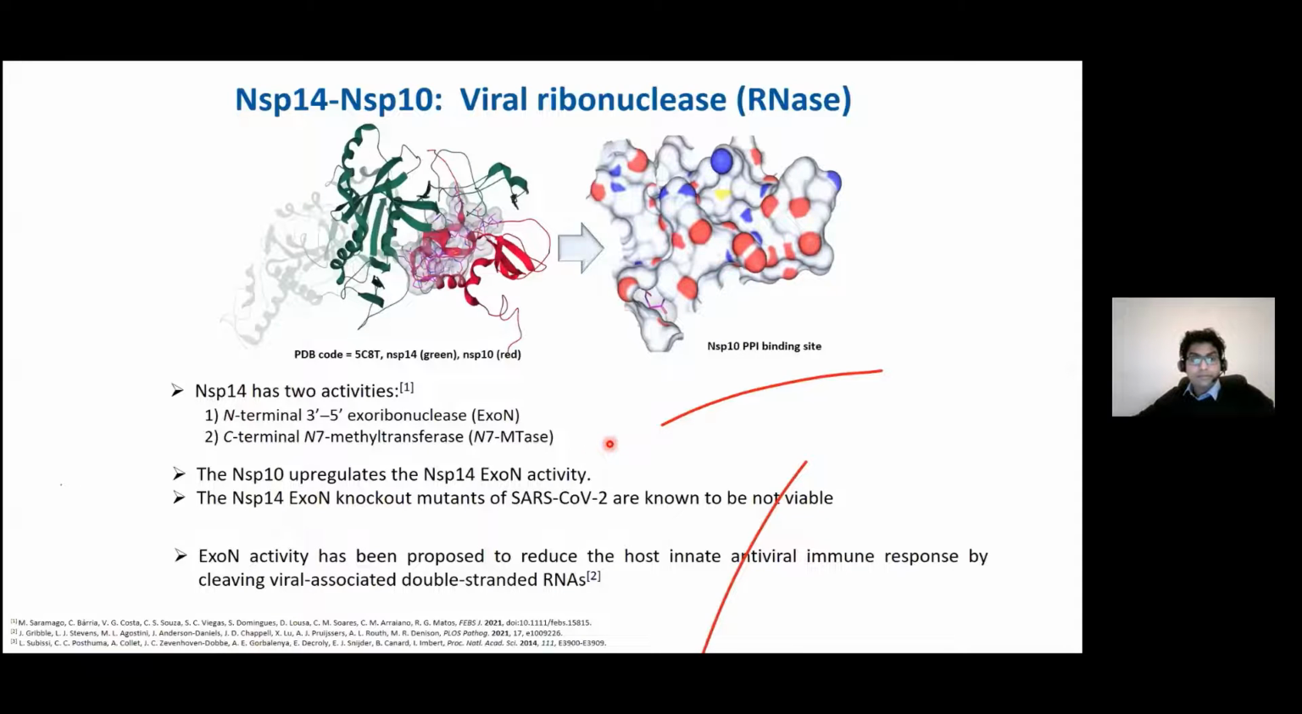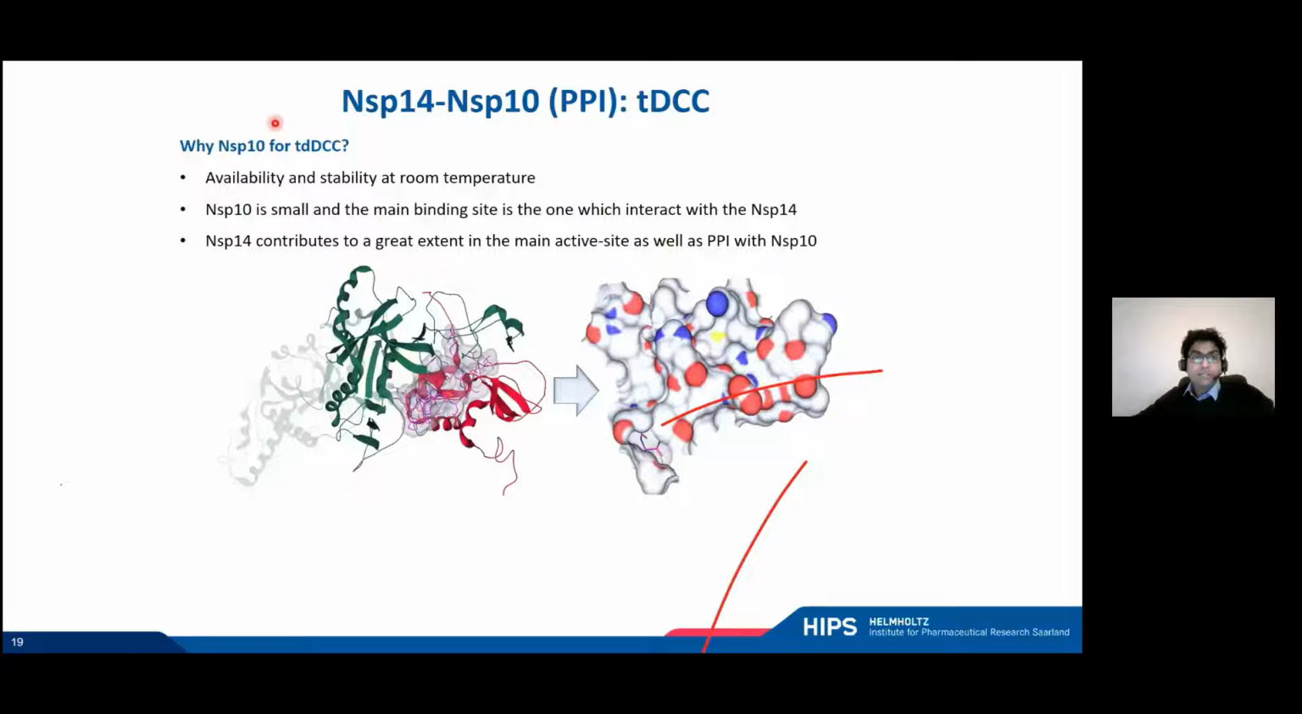Then it comes to which of Nsp14 and Nsp10 we select for the drug discovery project, right? Most importantly, I told you that these proteins can be generated by biologists, they can be expressed and purified by the biologists. And most of the time, these proteins are not stable at room temperature, so we have to work at a lower temperature and everything.